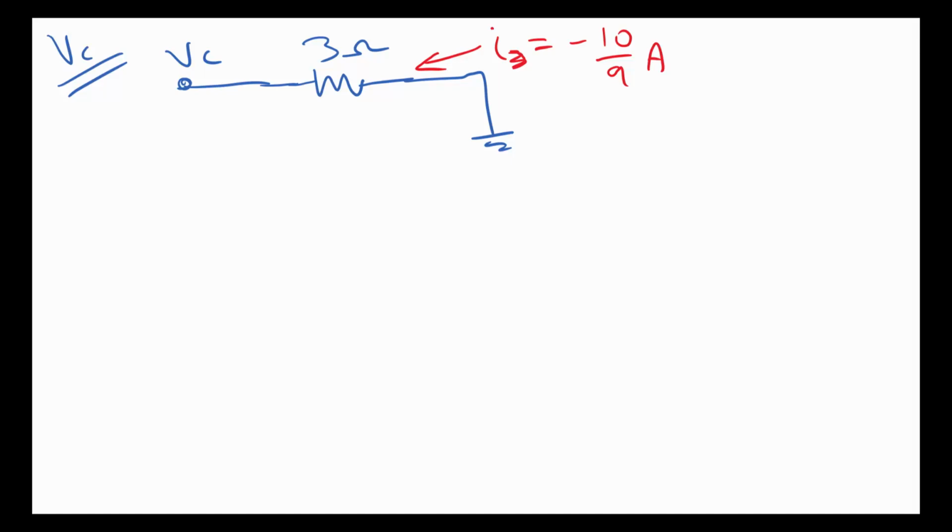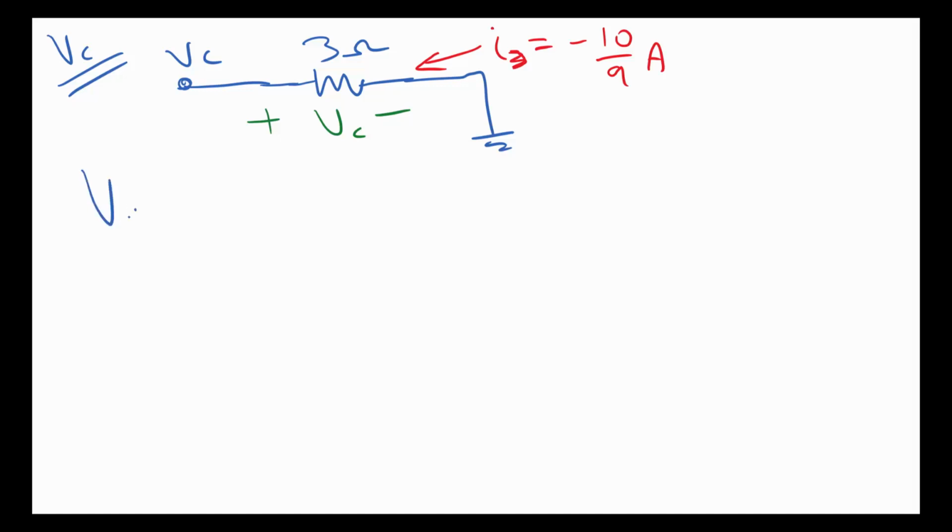Let's make it a little bit more explicit. What does it mean? It means that we have a VC like that. That's the value of VC in the circuit, with a VC across the resistor with the polarity given. That's just to make it a little bit more clear.